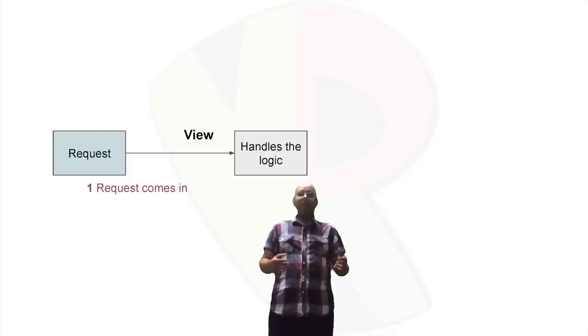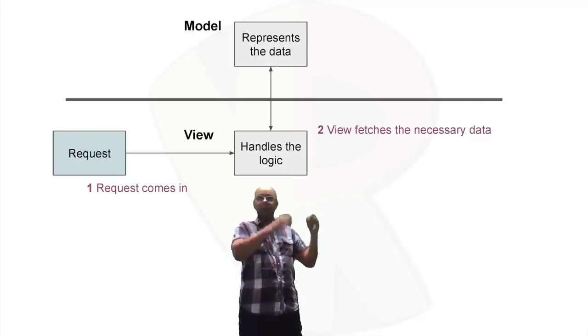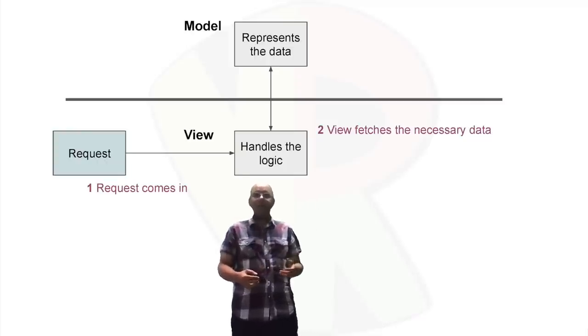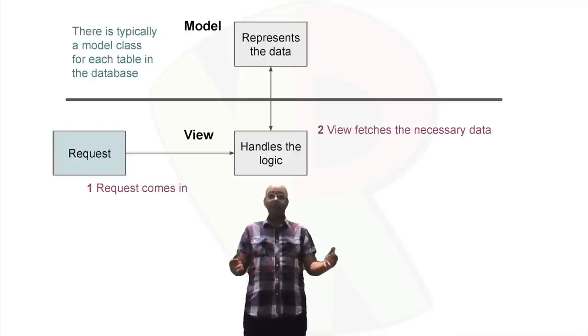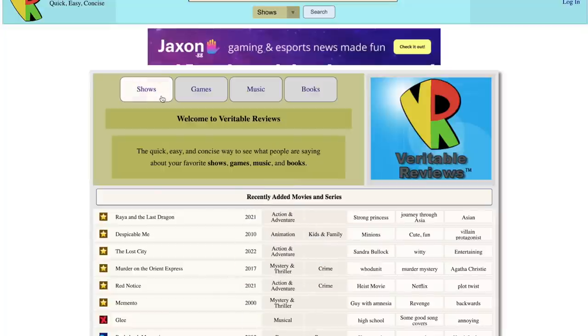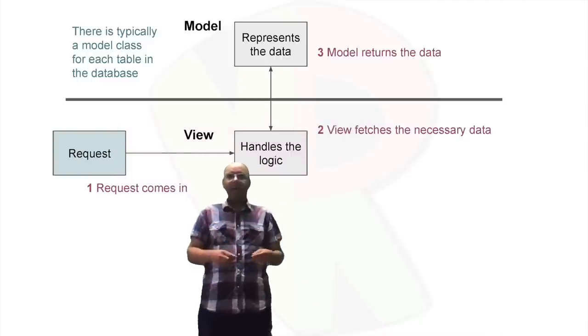The view looks at the request and decides what data is needed to give the correct response, so it finds a model. Models represent the data. Often, each database table has a corresponding model. For example, at Veritable Reviews, we have the concept of a show. Each show has a title, year, genre, and second genre. The corresponding show model has a field for each of these. The model also has a way to access the data. There's usually a way to find by ID, or find latest, or add, or update. A method on the model is called and returns the data requested.